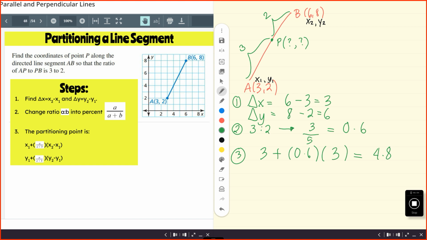So y1 is how much? This is y1. So 2 plus, and then use the same decimal, and then copy the y2 minus y1 here, which is 6. Okay, so let's do that again in a calculator. If you're using your phone calculator, multiply first 0.6 times 6. After that, you add 2. And you should be getting 5.6.